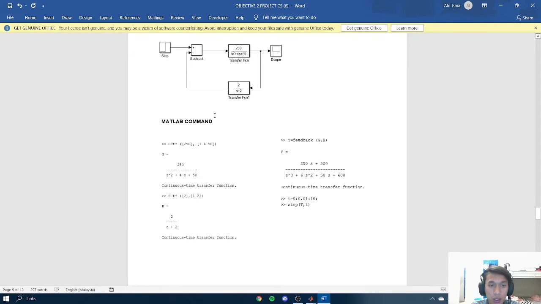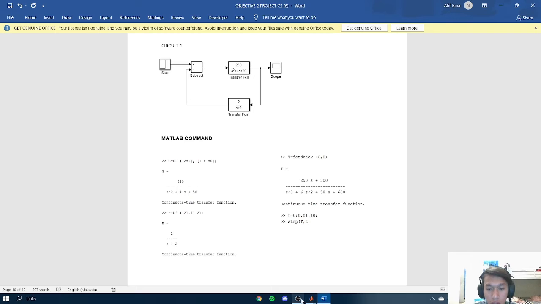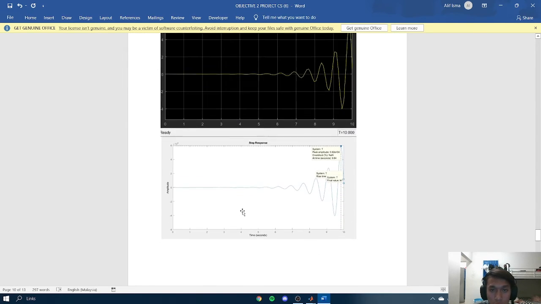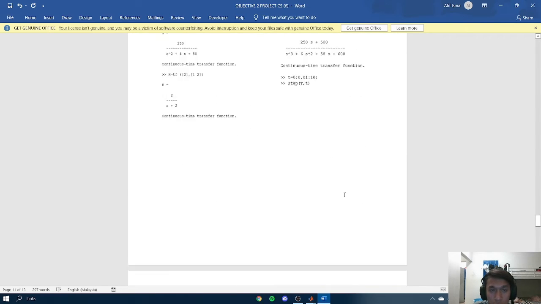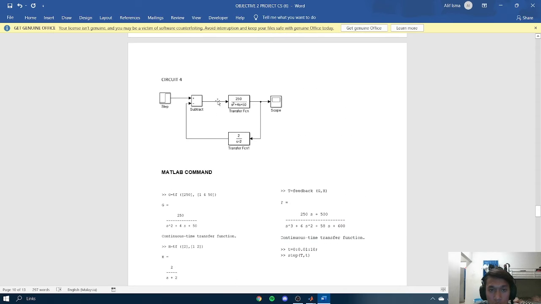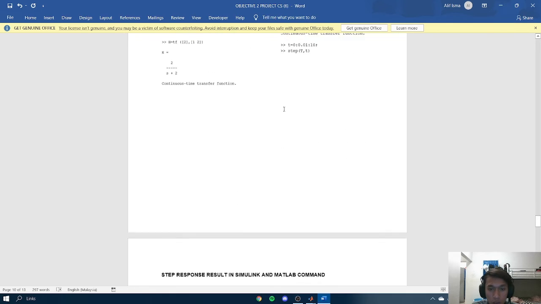And for the circuit 4 here, you need to add another transfer function, and then put another command here, which is 2, 1 and 2, and then feedback here, and then click enter, and then you will get the step response for the MATLAB command here. And then for the step response for Simulink, after you finish this circuit, just click run, and then click on scope, and you will get this graph.